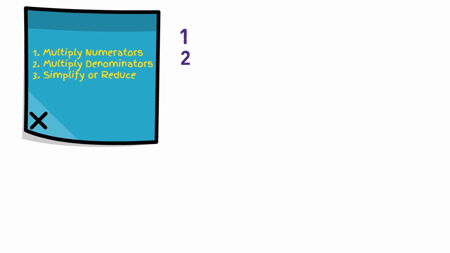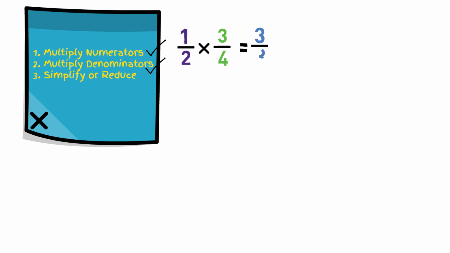For our first example, let's multiply 1/2 times 3/4. So 1 times 3 equals 3 and 2 times 4 equals 8. So our answer is 3/8. Check to make sure the fraction is in its lowest form.